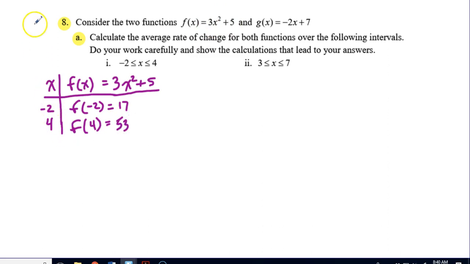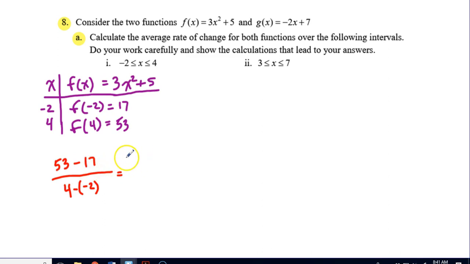So now I've got the y values, and I'm going to find the particular slope. If you think about slope as your average rate of change, slope is the change in y. So I've got 53 minus 17 over the change in x. So 4 minus -2.